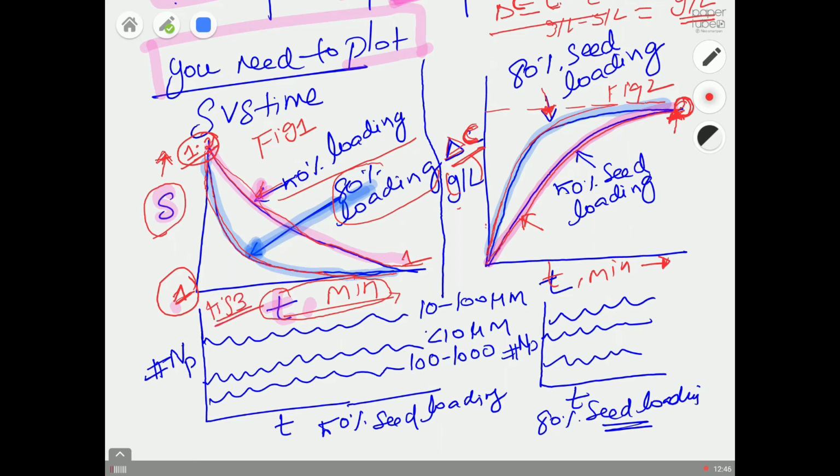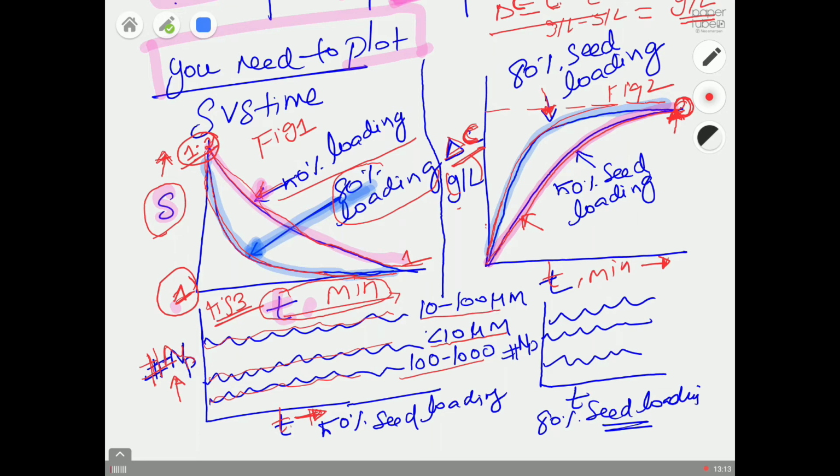Figure 3. All you're going to plot is the number of particles on the y-axis. So it has no unit. This is just a number. And then time expressed in terms of minutes on the x-axis. And then you have to plot 100 to 1000 microns.